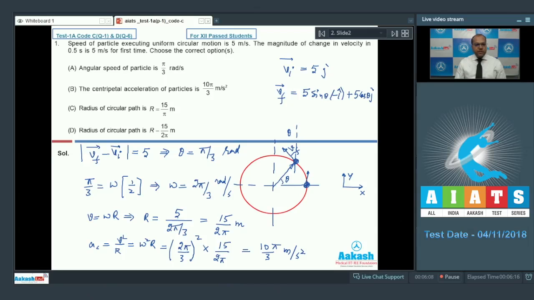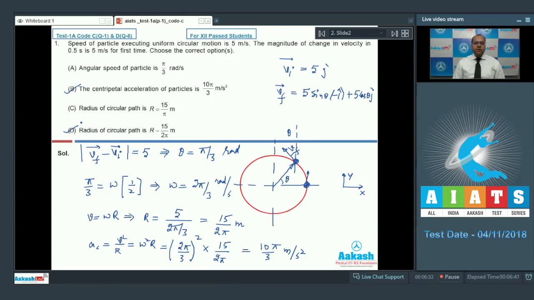Now if I check the options, the angular speed of the particle is pi by 3 radian per second. That is wrong, it is 2 pi by 3 radian per second. So option A is wrong. In option B, the centripetal acceleration of the particle is 10 pi by 3 meter per second square. That is correct. The radius of the circular path is 15 upon 2 pi meter, so option D is correct. C is wrong. So the correct answers for question number 1 are options B and D.